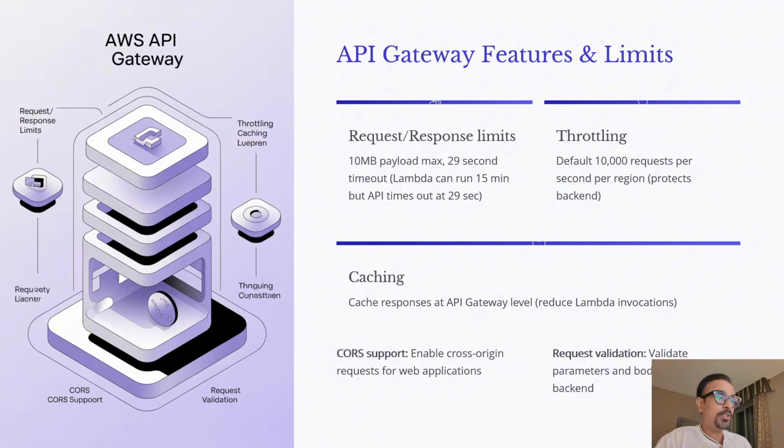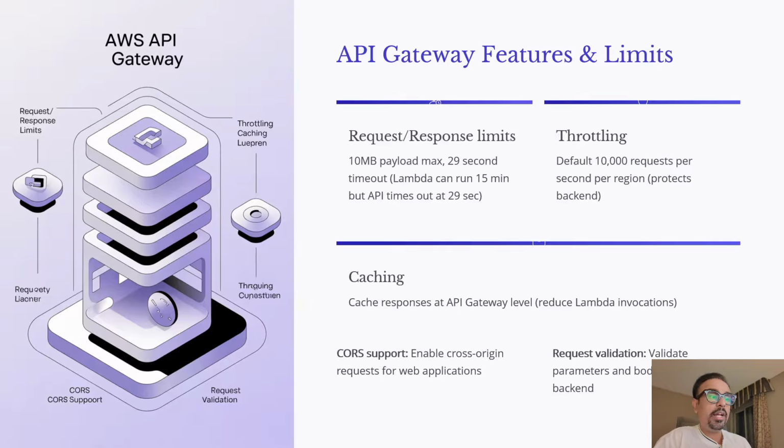First, the request and response size limits. API Gateway allows a maximum payload of 10 MB and has a timeout limit of 29 seconds. Even though Lambda can run up to 15 minutes, API Gateway itself will time out after 29 seconds. So next is throttling.